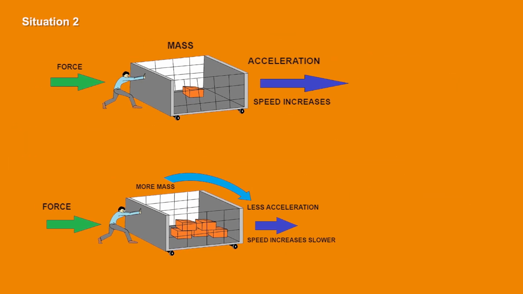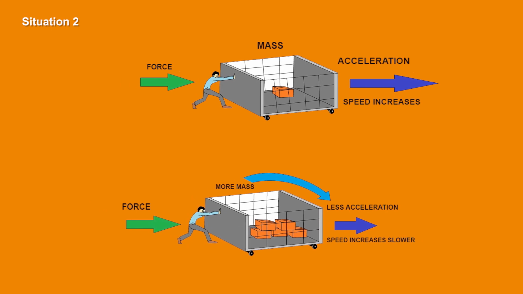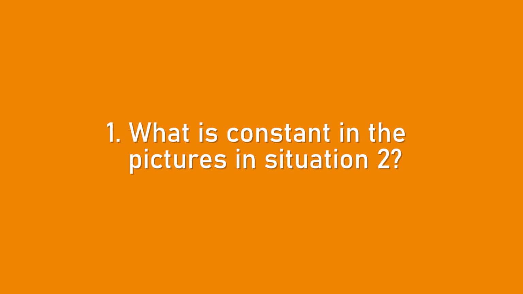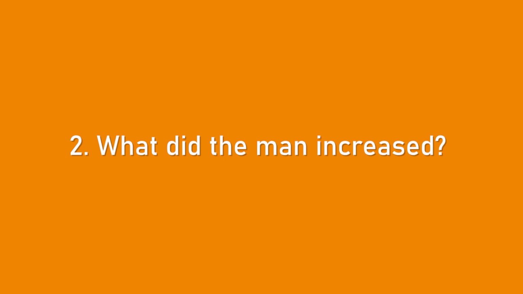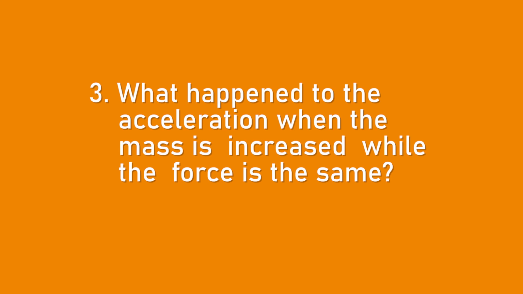How about in situation number 2? Find out the difference with the first situation. What is constant in the pictures in situation number 2? What did the man increase? What happened to the acceleration when the mass is increased while the force is the same?